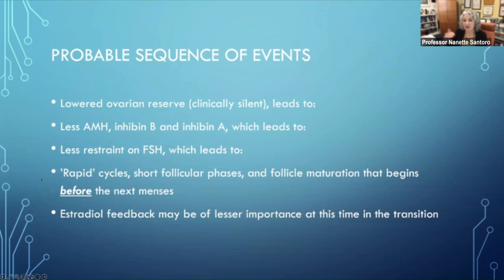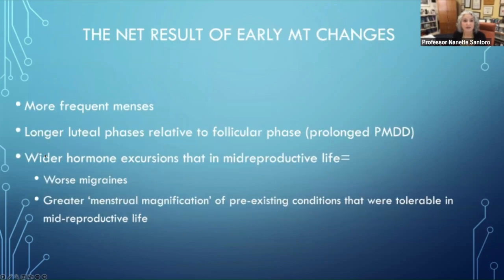So we tend to think FSH is high when estrogen is low, but in the early transition, this is more a property of the protein hormones in the ovary. So these early changes will often give women more frequent menses and longer luteal phases relative to the follicular phase, so they may get more prolonged premenstrual symptoms if they have them. And we see evidence that sometimes there are much wider hormone excursions than in mid-reproductive life, so that women who have conditions such as migraine, or pre-existing conditions that were tolerable in mid-reproductive life when they were happening every 4 weeks, now if they're happening every 3 weeks, this begins to become bothersome and troublesome.